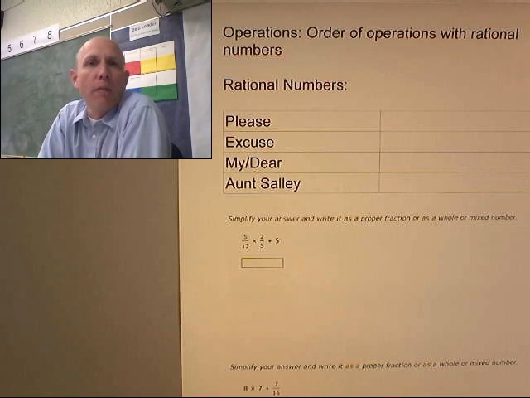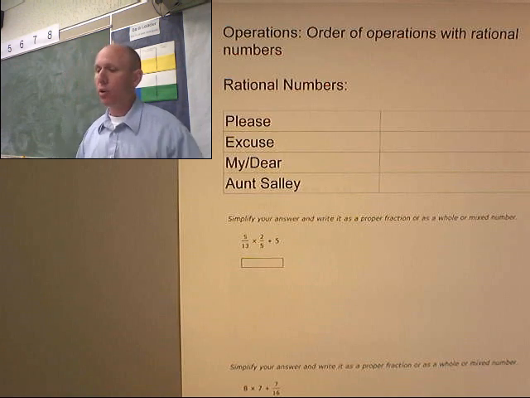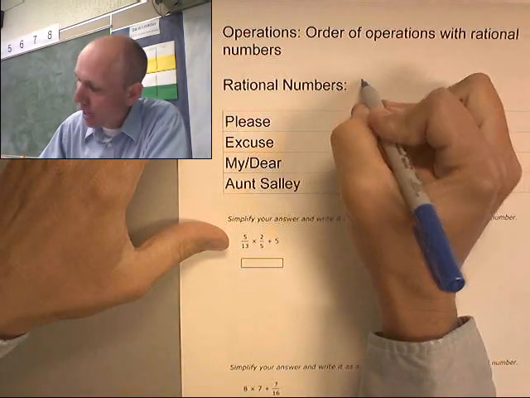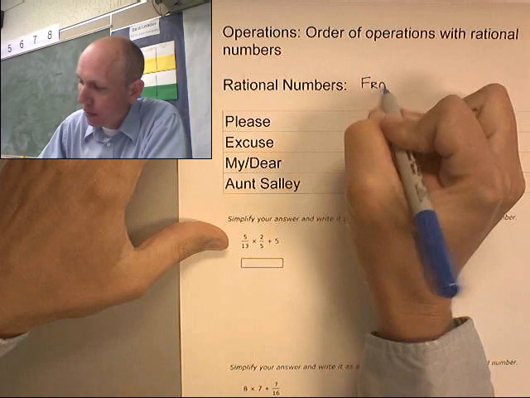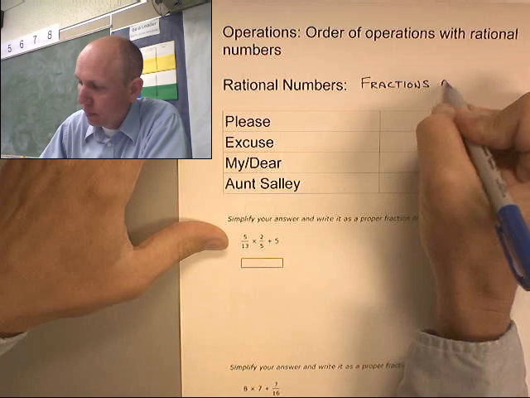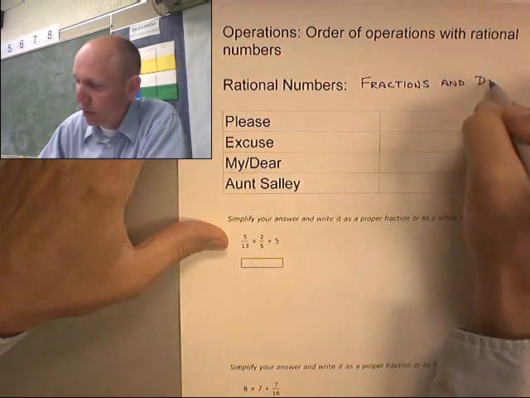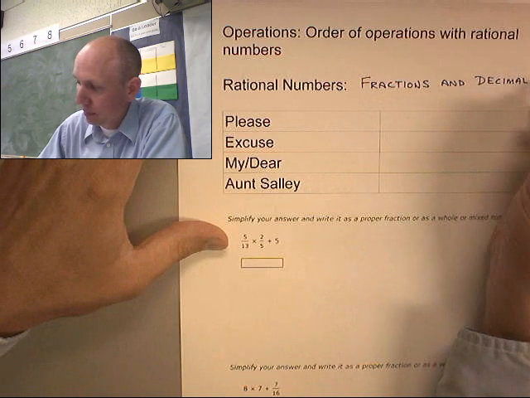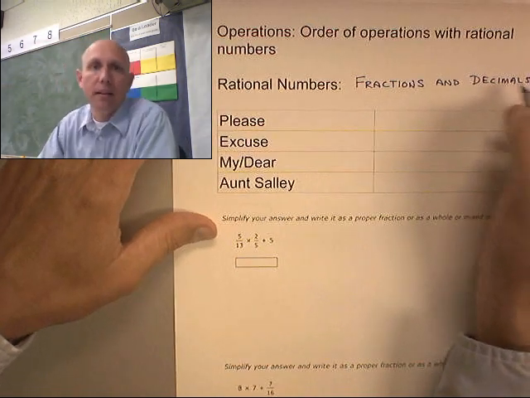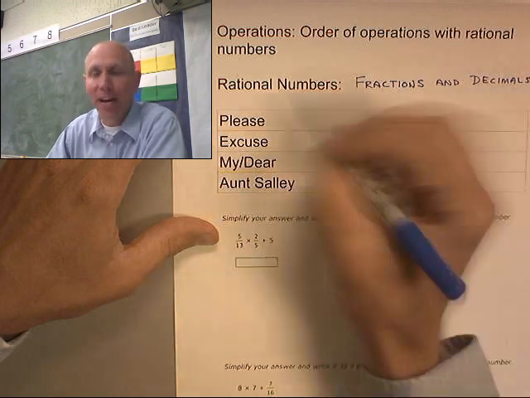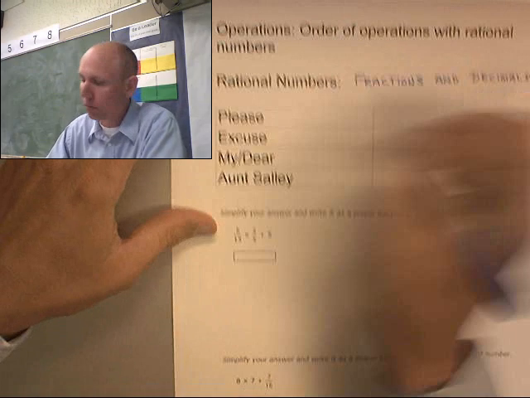All right, we're going to talk about order of operations with rational numbers. Remember, whenever we're hearing that word rational, we're thinking about fractions and decimals. So rational numbers: fractions and decimals. The type of decimals that are not irrational. There are irrational decimals, but most decimals are rational.